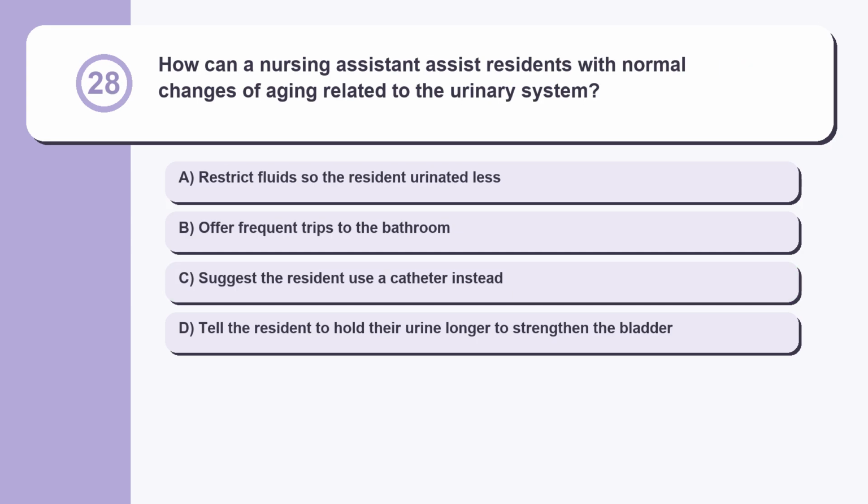Question 28. How can a nursing assistant assist residents with normal changes of aging related to the urinary system? Restrict fluids so the resident urinates less. Offer frequent trips to the bathroom. Suggest the resident use a catheter instead. Tell the resident to hold their urine longer to strengthen the bladder.